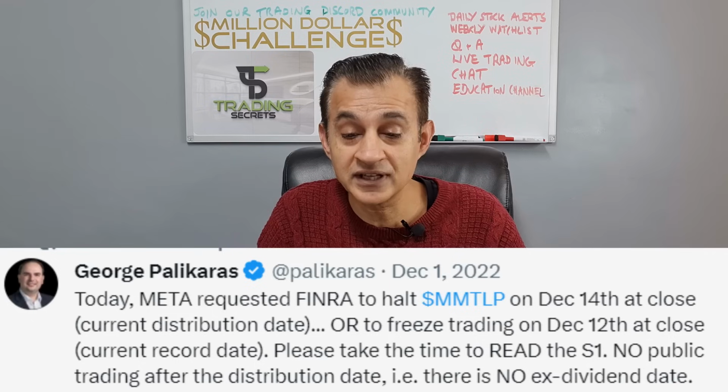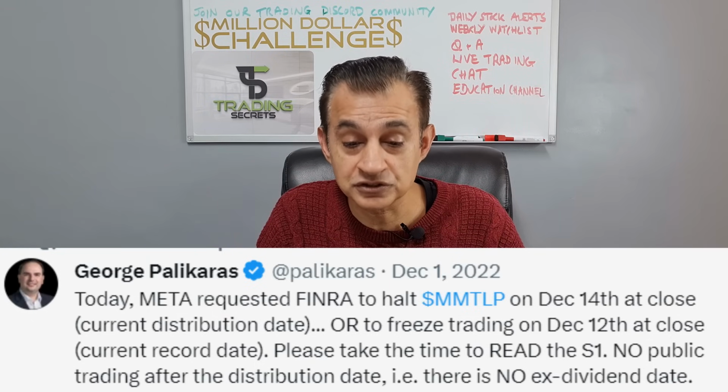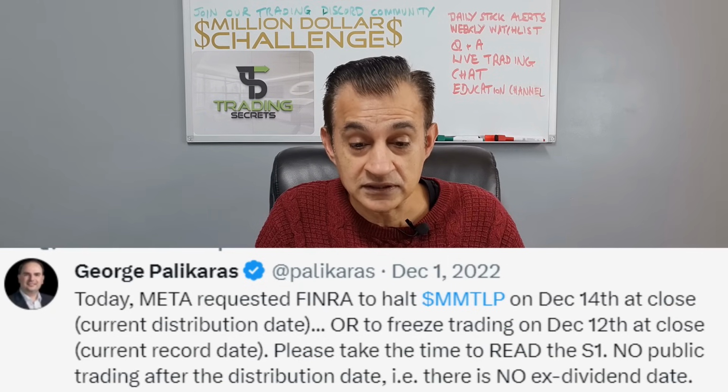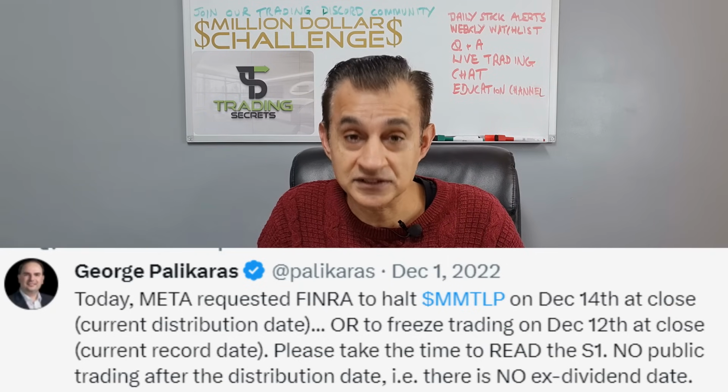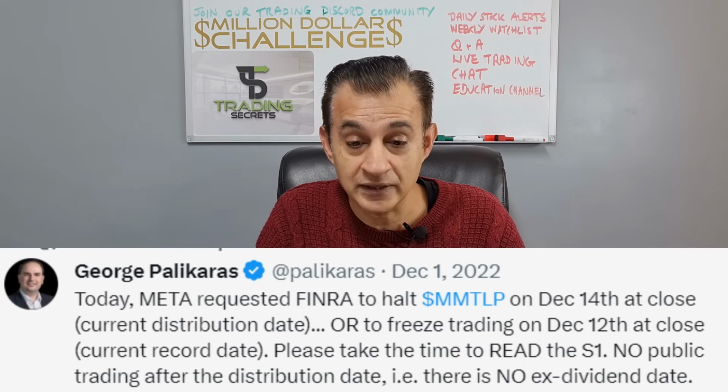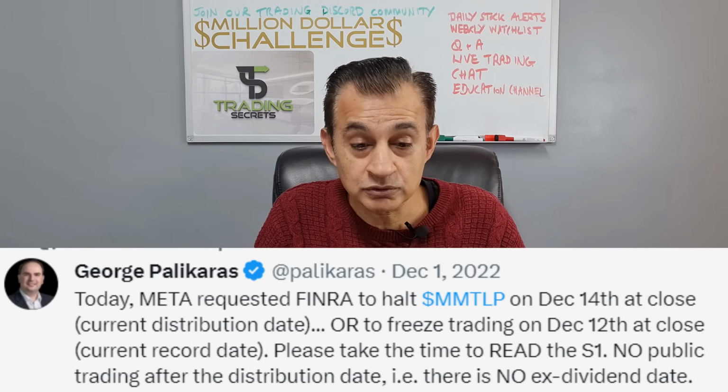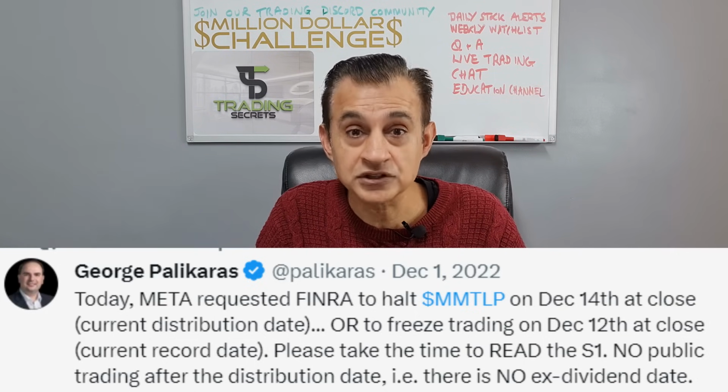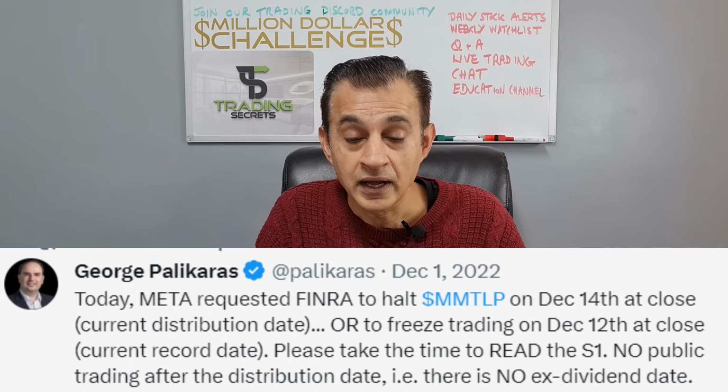Please take time to read the S1: no public trading after the distribution rate, the date, and there is no ex-dividend date as there was no financial dividend paid. So everybody was following these dates provided by George. It's all public information. So what traders were doing was simply following instructions from the insiders.